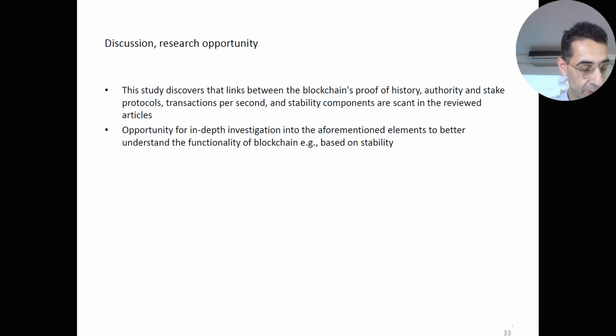Resource opportunity that we potentially can highlight. This study discovers that links between the blockchain components of consensus protocols, TPS, and stability are scarce in the reviewed articles. So there is an opportunity for in-depth investigation into the blockchain based on stability, for instance, or based on TPS, and how and why stability and TPS can be leveraged to improve blockchain operations, blockchain activities, blockchain transactions.